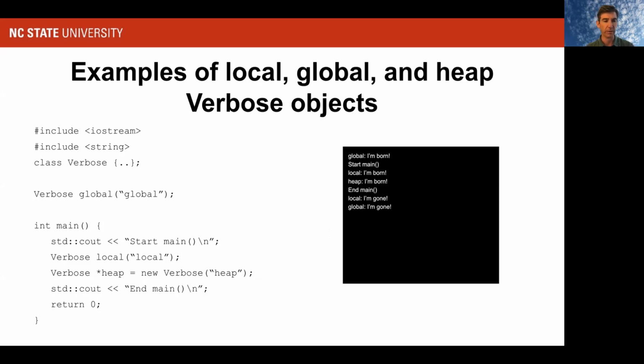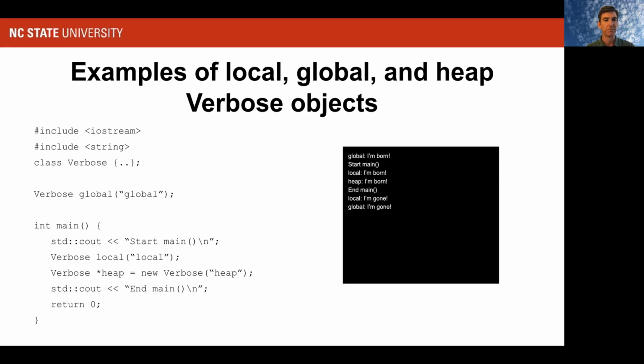And remember, for heap objects, I'm going to use new to declare it on the heap. And because I'm creating this region on the heap, it returns a pointer. And so really, this heap variable that I declared here is actually a verbose pointer, not an actual object, just a pointer to an object. But this location on the heap is a real object.